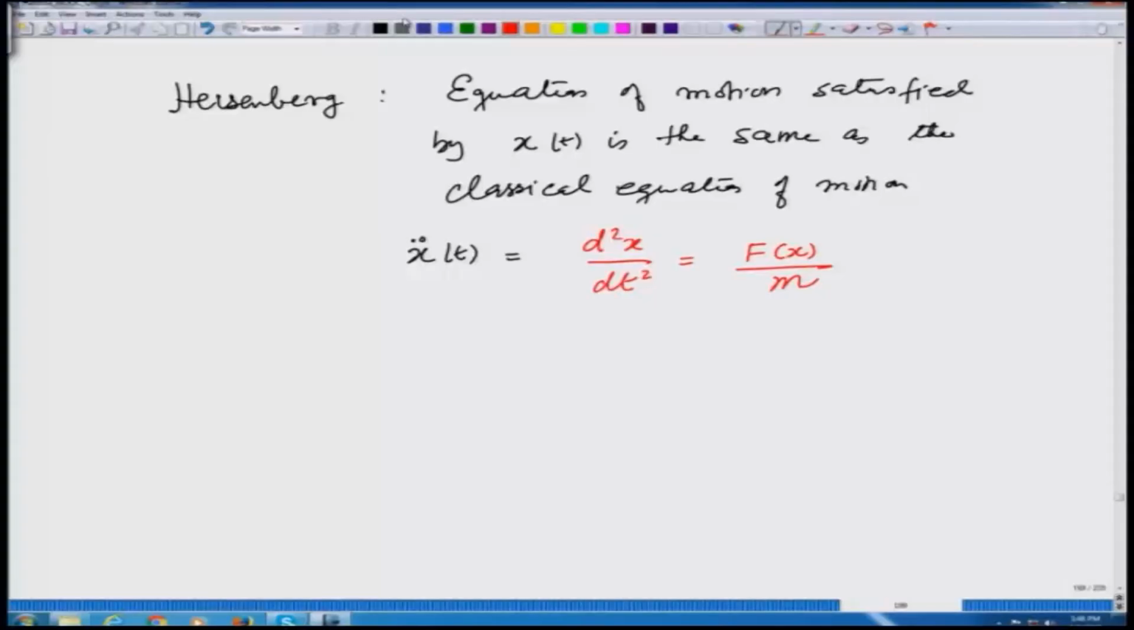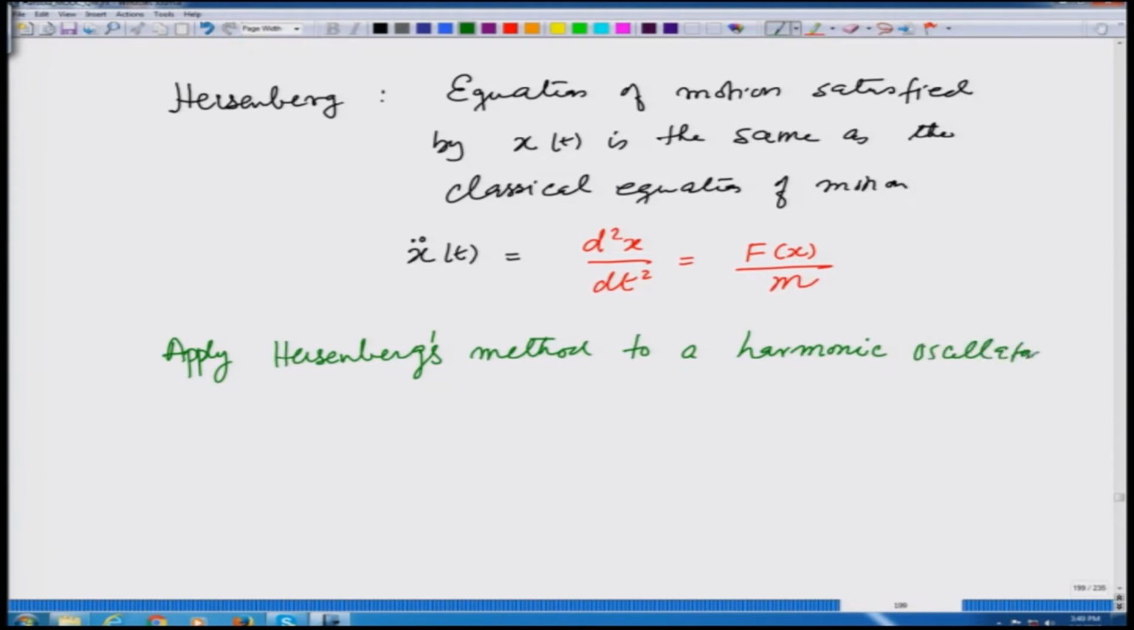What we are going to do now is apply Heisenberg's method to a harmonic oscillator, which he also did in his paper. He took an approach whereby he considered the anharmonic oscillator. So, the equation for that is x double dot plus omega 0 square x plus some coefficient beta x square equals 0.